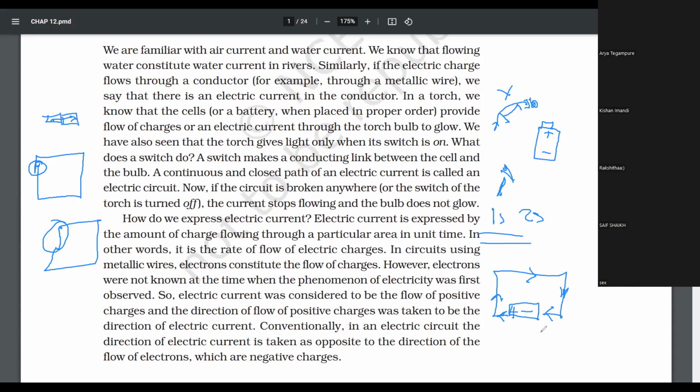So just remember what we say, the flow of electric current will always be opposite to electrons, which is from positive to negative. Always, there's no exception for this. Any circuit diagram, anything that you draw will always be from positive to negative.